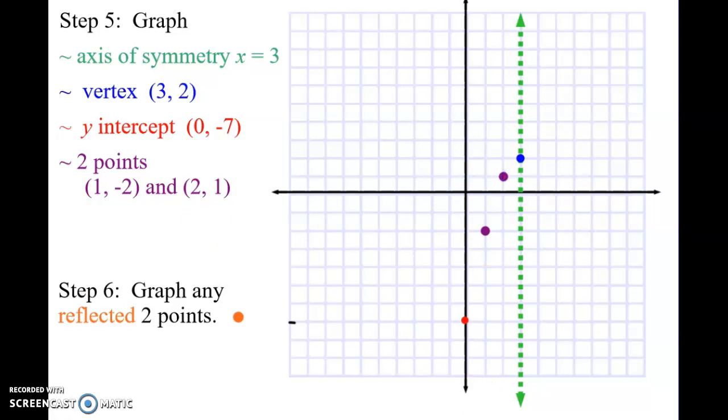And I could use reflection points. So here I go. 1 away. The orange dot is now 1 away on the other side. This was 2 away. This point is now 2 away on the other side. This was 3 from the y-axis. Now it's 3 away on the y. And then draw my curve.